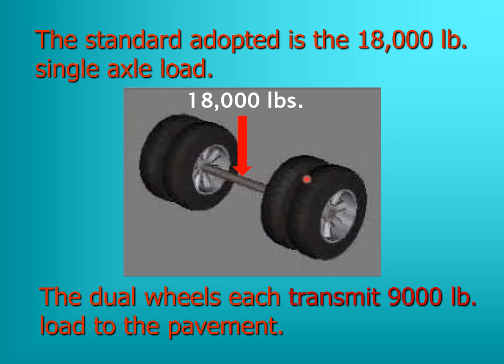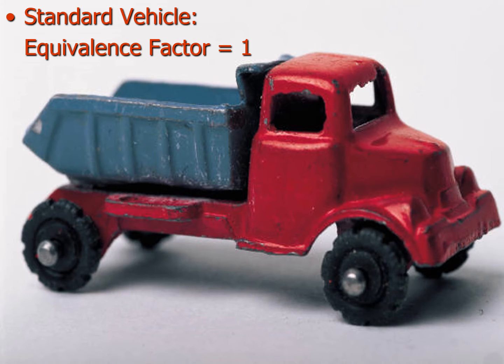So you can see that this is the standard axle. The dual wheels each transmit 9,000 pound load to the pavement. And look at this one. Standard vehicle is that one for which the equivalence factor is 1. So when the equivalence factor of the vehicle is 1, you can say that that is the standard vehicle.